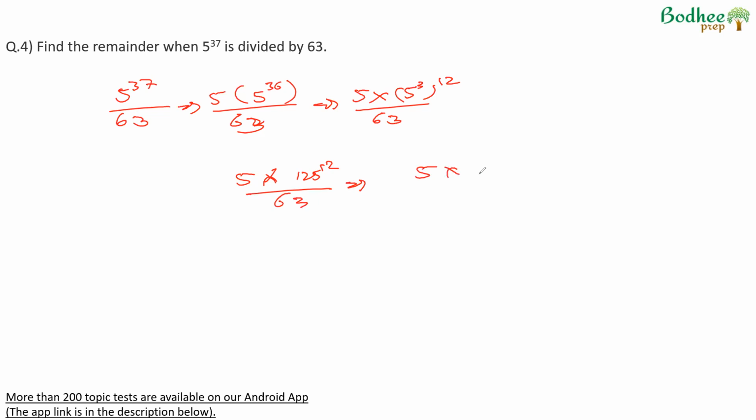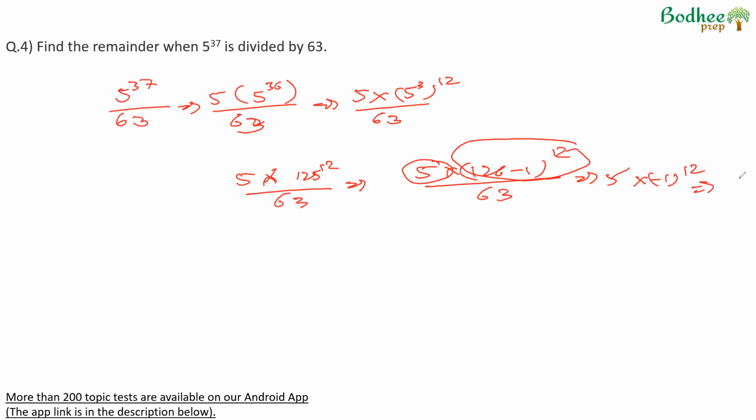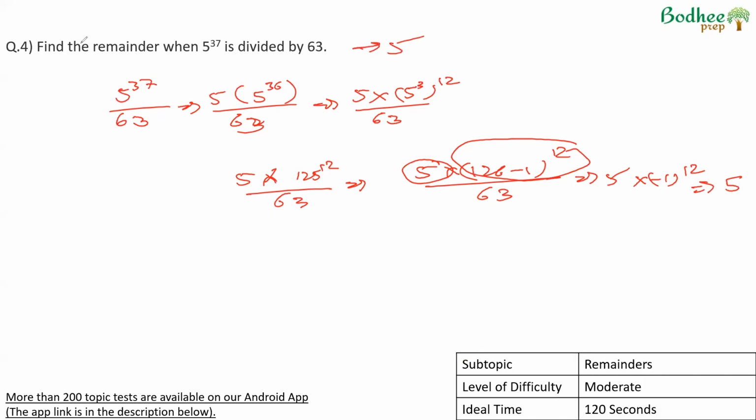125 can be written as 126 minus 1. 126 is divisible by 63. So from here, because 126 is divisible by 63, we'll get the remainder as minus 1 raised to power 12, which is nothing but 1. So the overall remainder will be 5 into 1, which is 5, and that becomes the answer. Again, 2 steps involved, so I'll say moderate, but the attempt time should be under 2 minutes for this question as well.